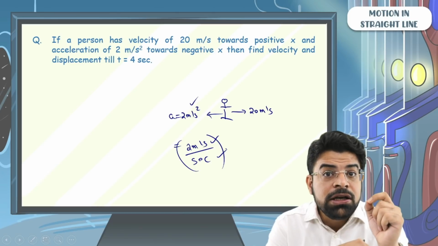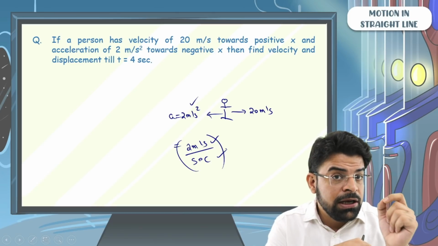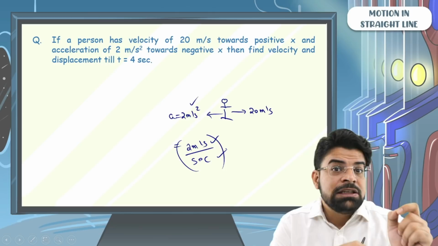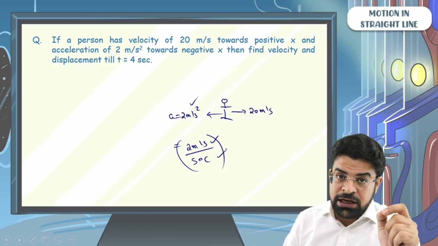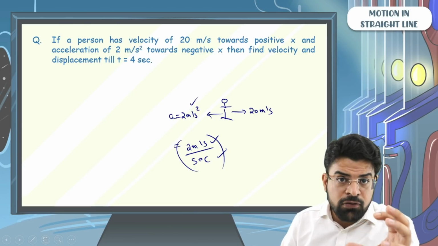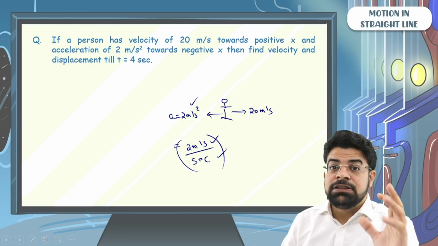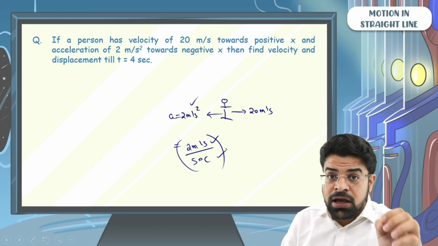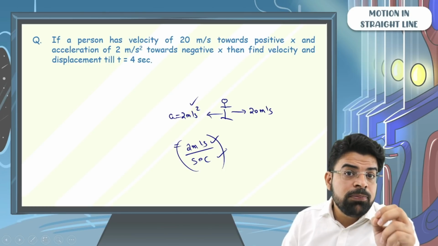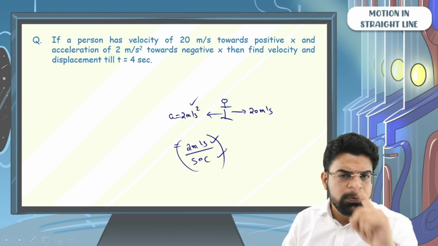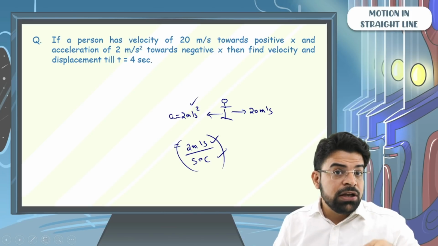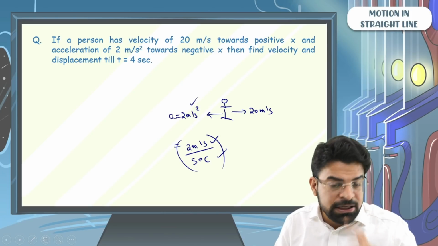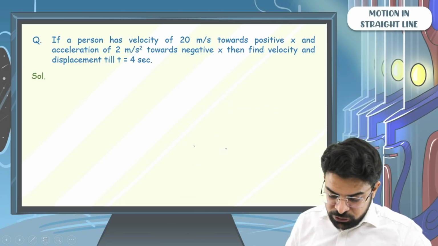And the increase of velocity in negative x direction is as good as decrease of velocity in positive x direction. Once more, the increase of velocity in negative x direction is as good as decrease of velocity in positive x direction. So let's start solving this question.